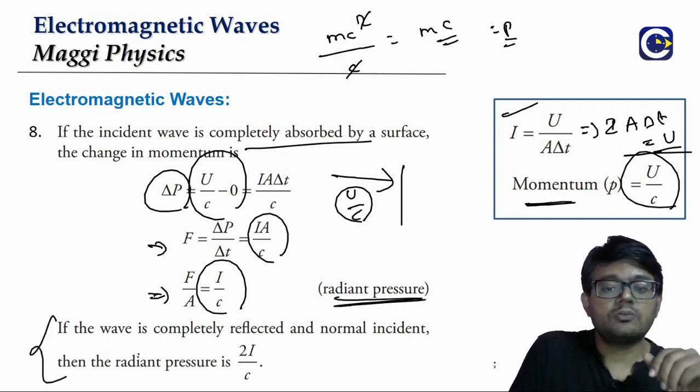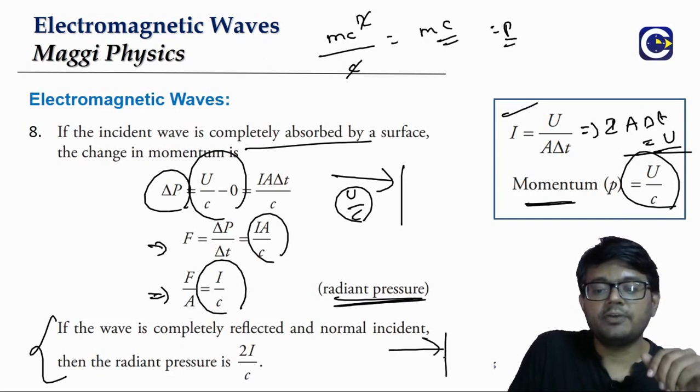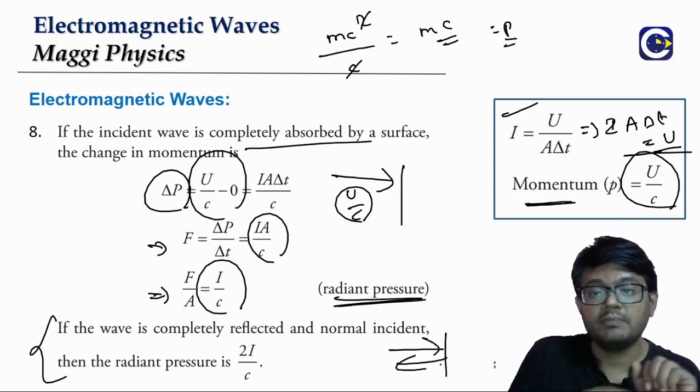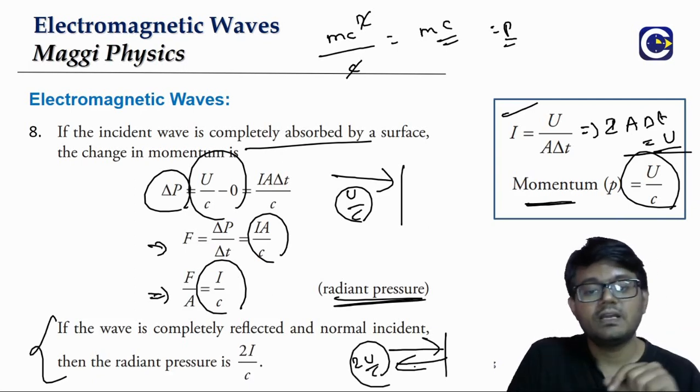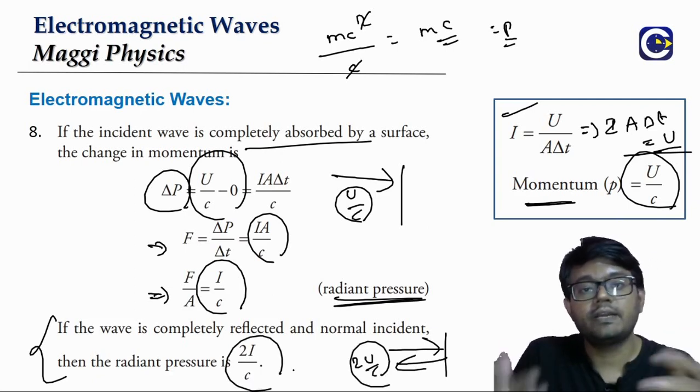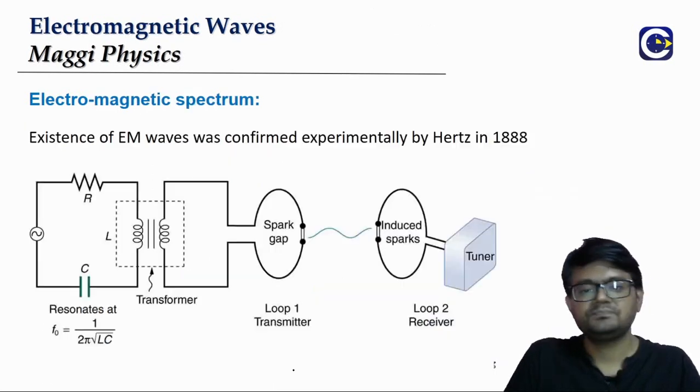If the electromagnetic wave is completely reflected, then the change in momentum will be 2U by c. So the radiation pressure doubles, and it will be 2 times I by c.